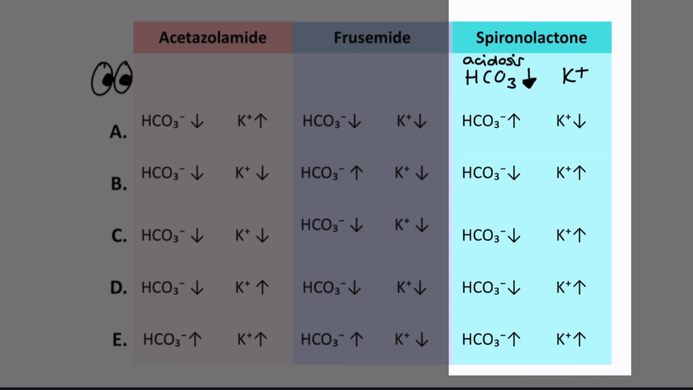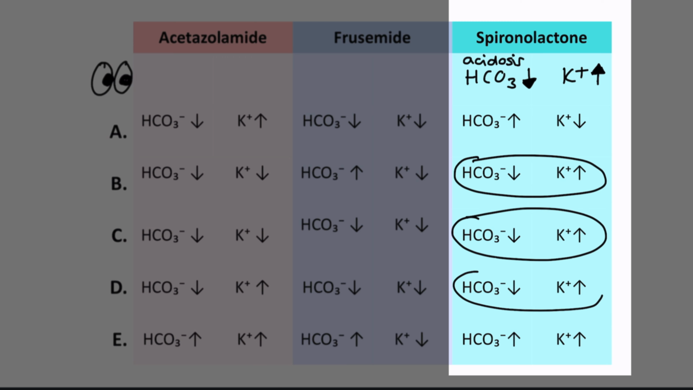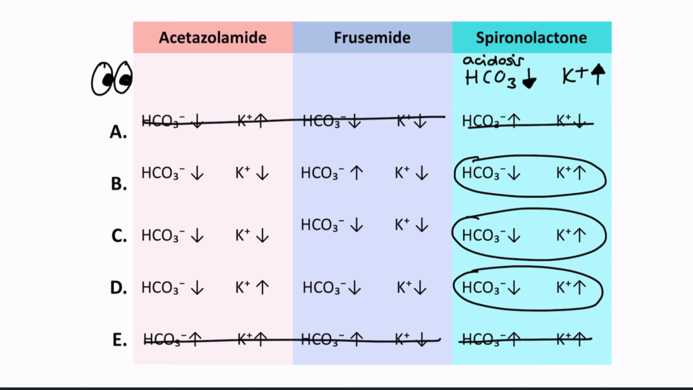And at the same time, if we block aldosterone, what happens to the potassium? The potassium will go up, right? So spironolactone, we've got reduced bicarbonate and we've got increased potassium. That is the vibe. Now, whilst that's fresh, let's see how this connects to acetazolamide and frusemide for that matter.